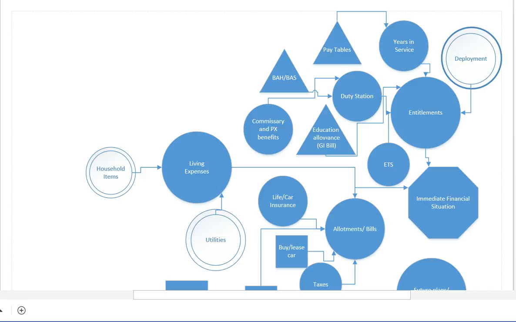And this is our influence diagram for Deliverable 1 Part A. So we started off with our immediate financial situation as our objective, and the first variable we use for this is entitlements. We also looked into just doing some research. We saw that years in service affected how much you were paid, and also your ETS, whether you deployed or not. Your GI Bill, your BAH influences everything into your entitlements, as well as your commissary and PX benefits.